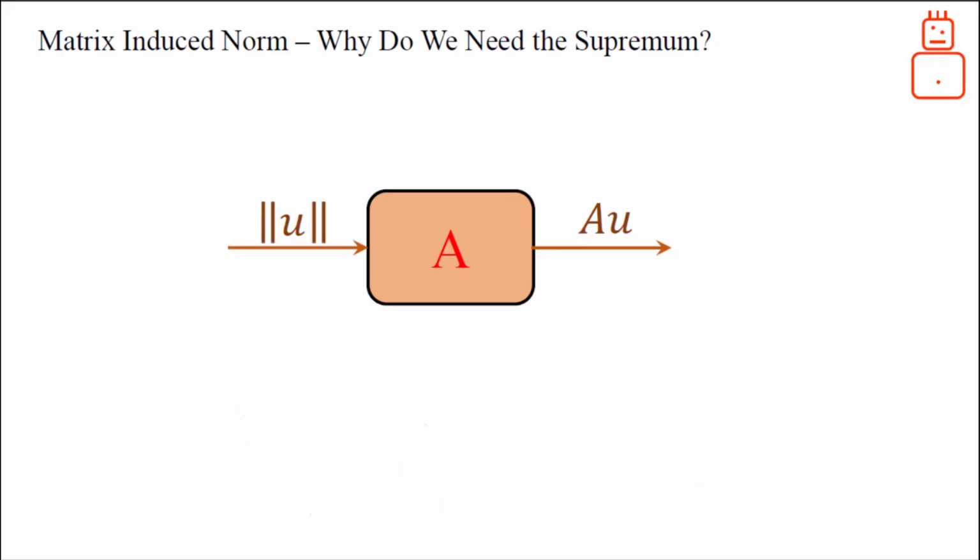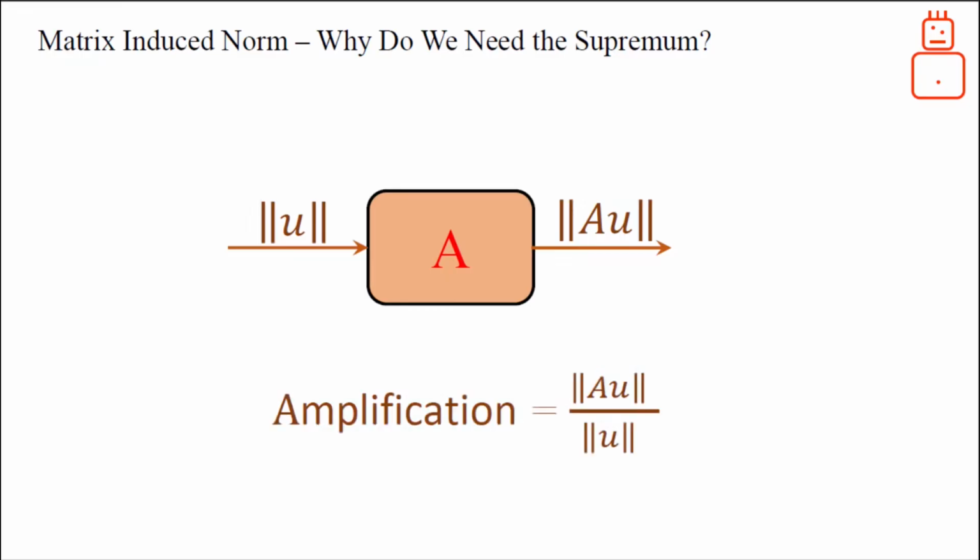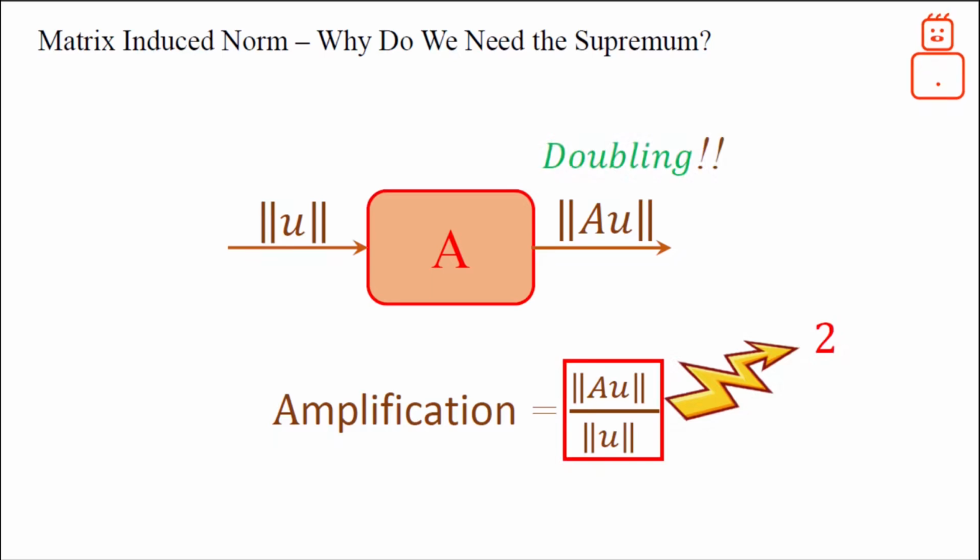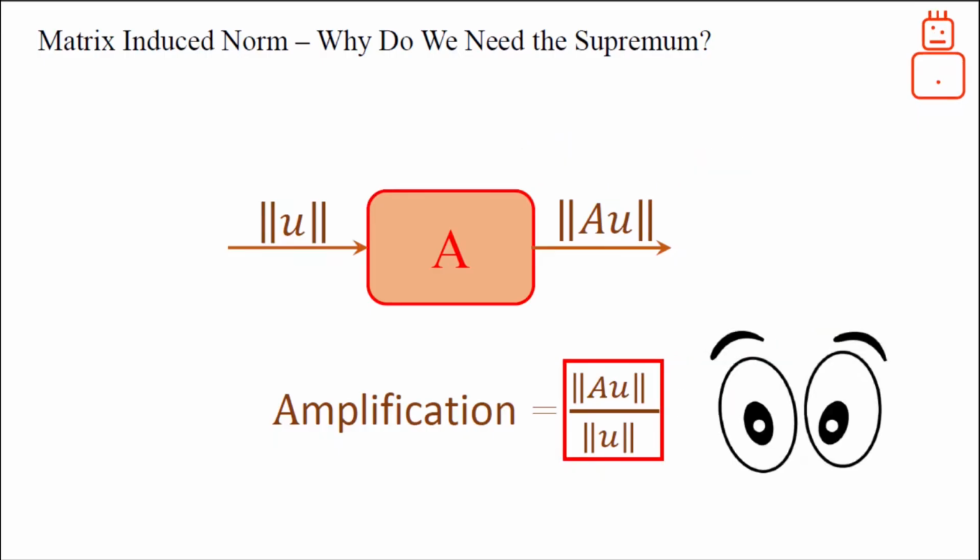If the input has length and the output also has length, then the amplification is simply the ratio between the output length to the input length, whatever this length is. If this ratio equals 2, the system doubles the length of the input vector. If it equals 5, the output is 5 times larger. So at first glance, this ratio seems like a good definition of the matrix norm.